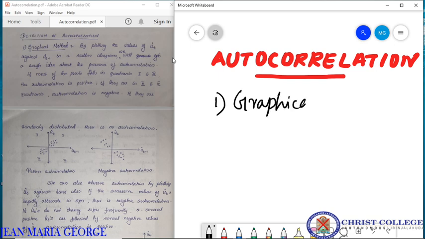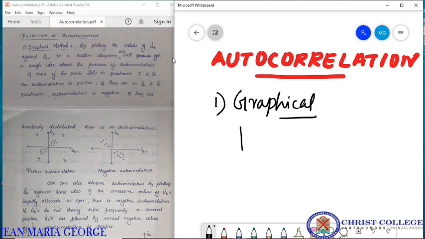The graphical method is a simple method where we plot the values of the error terms against the lagged value. Simply by plotting the points in a graph, we can see if there is any specific pattern followed by the error terms. If the error terms follow any particular pattern, be it negative or positive, there will be autocorrelation.